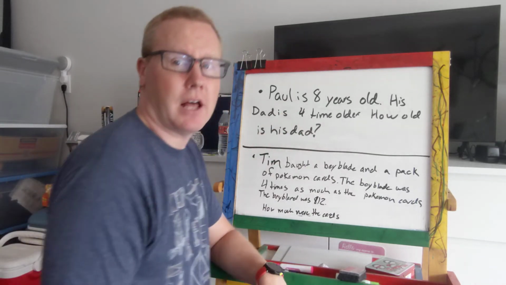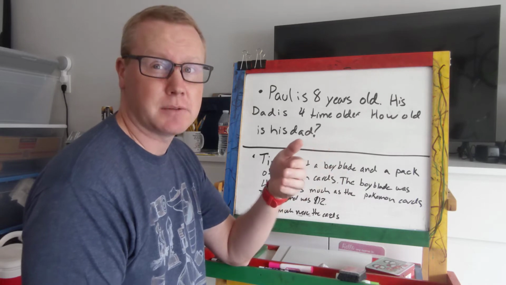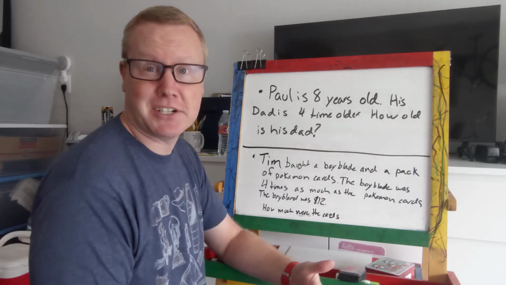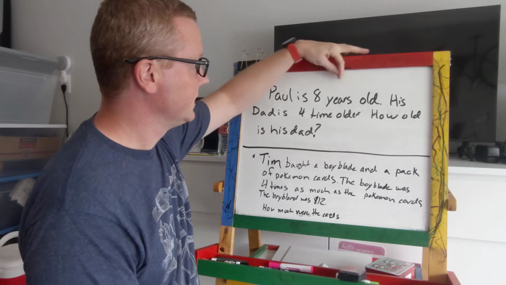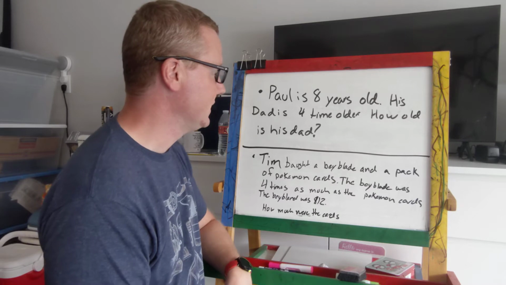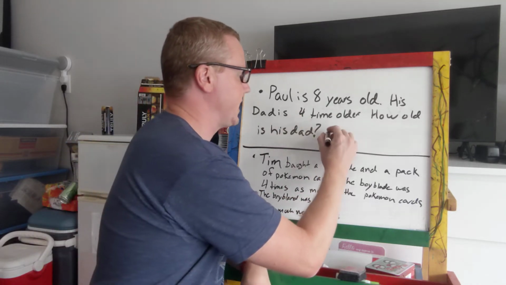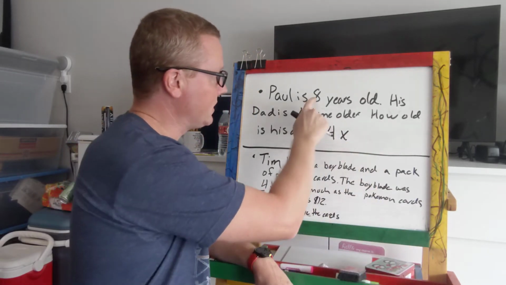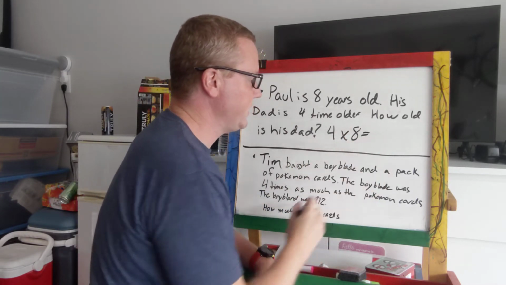Again, we're going to look for those clues that tell if it's multiplication: addition, subtraction is usually less, division is split up into, multiplication is times. So right here it says Paul is 8 years old. His dad is 4 times older. How old is his dad? Well, if I'm just listening to what my words tell me to do, it's saying to do 4 times something. We know that Paul is 8 years old, and it's 4 times bigger than that. So we do 4 times 8.